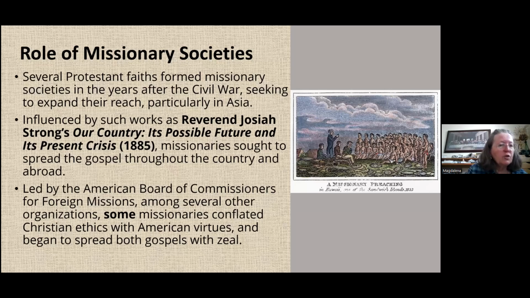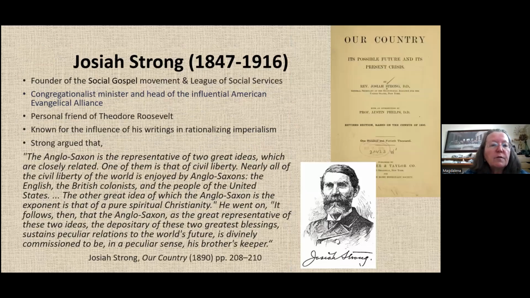So here's Josiah Strong. He's the founder of the Social Gospel Movement and League of Social Services. He was a congregational minister and head of the influential American Evangelical Alliance. He was a personal friend of Theodore Roosevelt. And he is known for the influence of his writings in rationalizing imperialism.